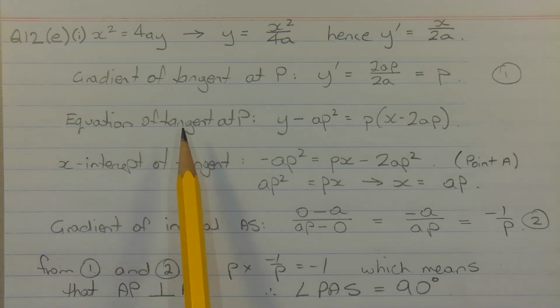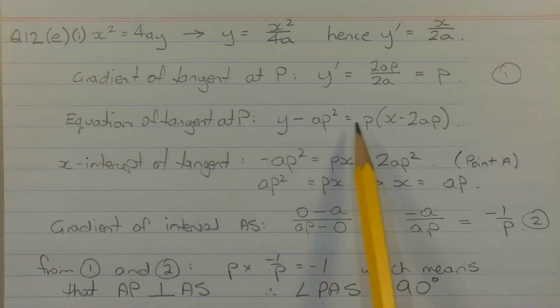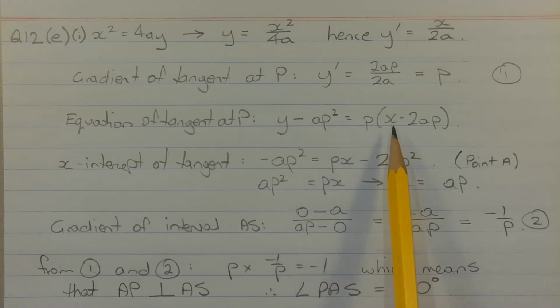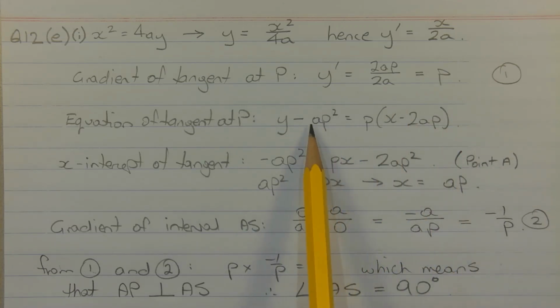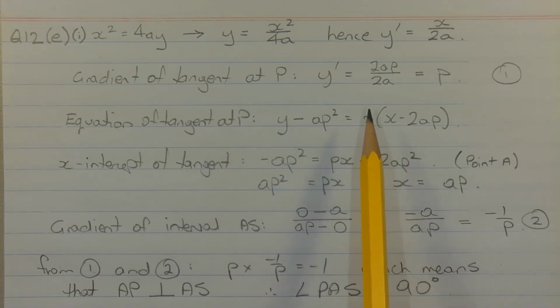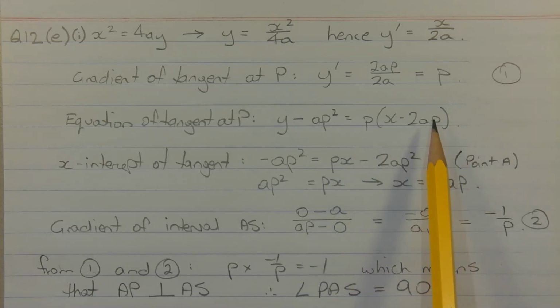Now the equation of the tangent at point P is given by the point-gradient formula y - y1 = m(x - x1). The y1 in this case is the y coordinate of point P, which is ap². The m, which represents the gradient of the tangent, is the parameter p, and the x1 is the x coordinate of point P, which is 2ap.